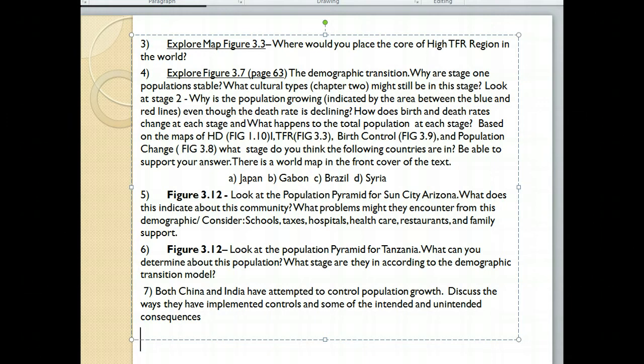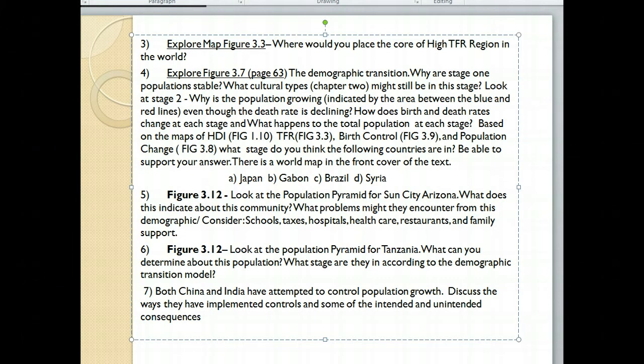And then based on these maps of total fertility rate and HDI, and birth control in that figure that I gave you, what stages do you think these countries are in? And you may need to look at several maps to be able to identify what stage you would think each of those countries is in, in the demographic transition.